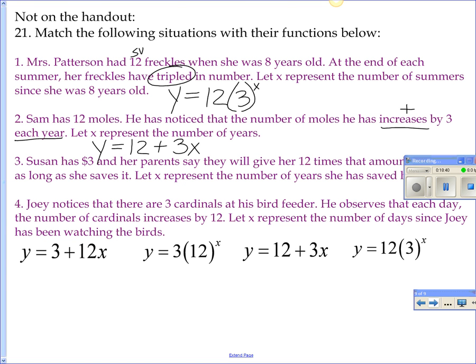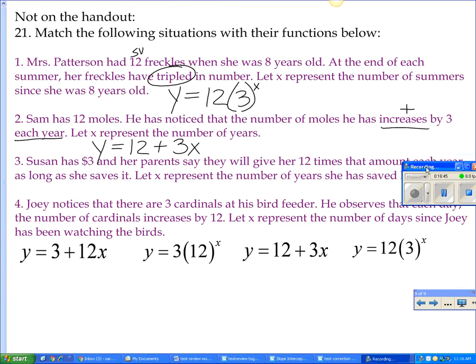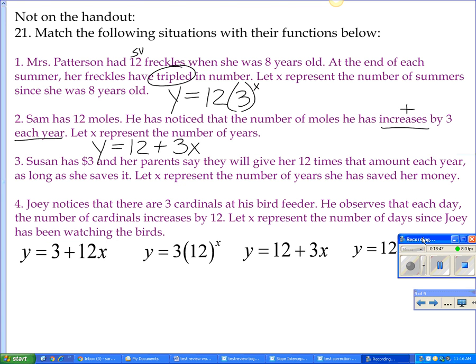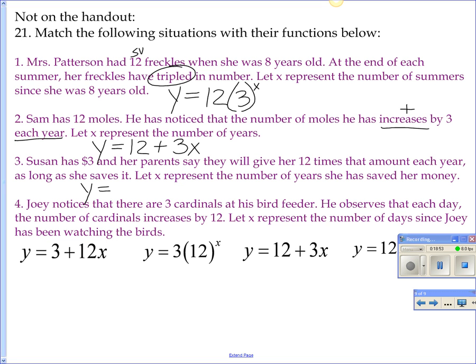Number 3, Susan has $3 and her parents say they will give her 12 times that amount each year as long as she saves it. Let X represent the number of years she has saved her money. Andrea, help me with a Y equals for this one. What do you think it would be? Very good. What are you times them by? And then does your X go low or high?